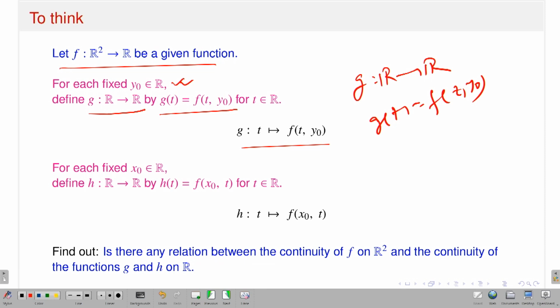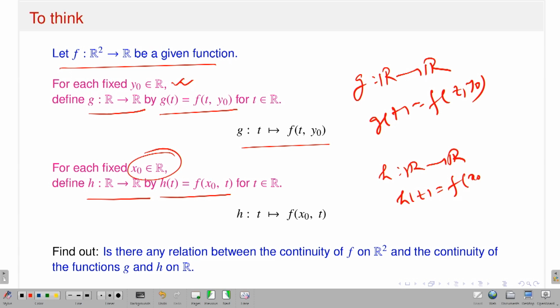Similarly, in the second component I am fixing y naught. Now, if I fix the point x naught in the first component, I again define a function h, where h of t is equal to f of x naught comma t. Here x naught is fixed. Then I can also define a function from R to R, h of t, which is nothing but f of x naught comma t.